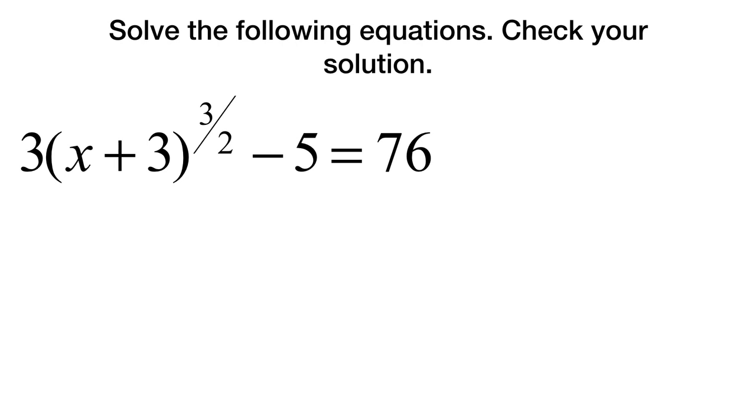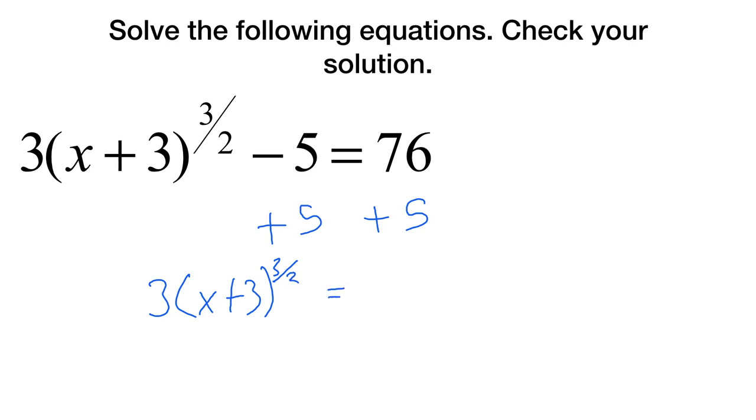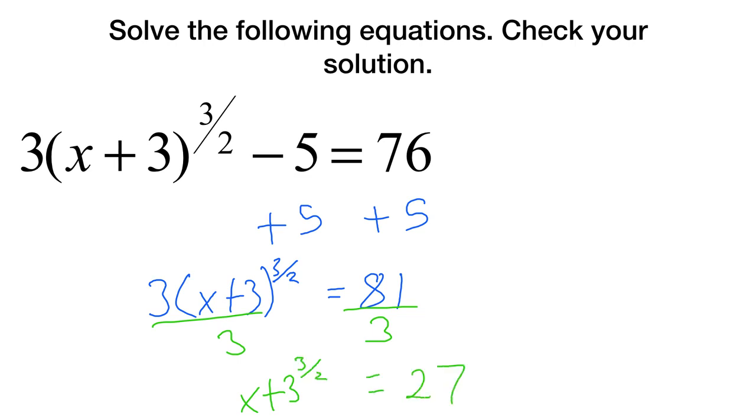Okay, so let's try this one. Our first step is going to be, like always, adding 5 to each side. That ends up getting us 3 times x plus 3 to the 3/2 equals, in this case, 81. At that point, we divide both sides by 3. x plus 3 to the 3/2 is 27.